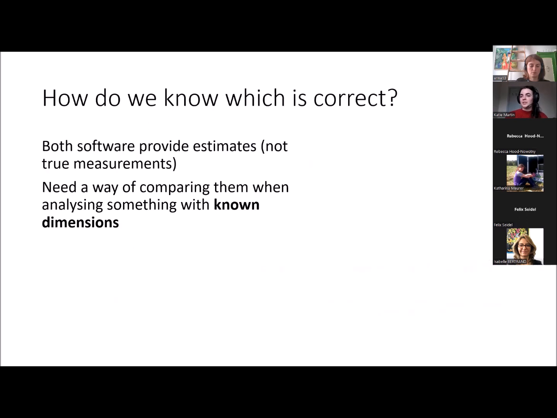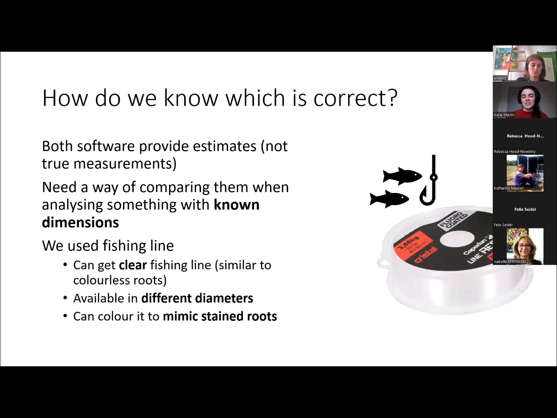So how do we know which software is correct? Both of them just provide estimates, they're not true measurements. So we need a way of comparing them using something with known dimensions. So we decided to use fishing line, because you can get clear fishing line, which is quite similar to colorless roots. You can get it in a number of diameters, as well as being able to then color it if you want to mimic stained roots.